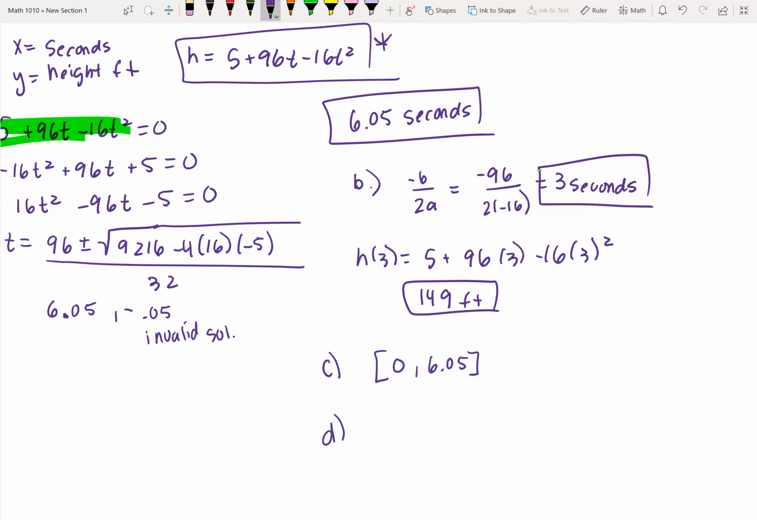Okay, question D is practical range, that's height. Well, the minimum is going to be 0. And we figured out over here that the maximum height was 149, and that's my answer. Okay, that's 14.